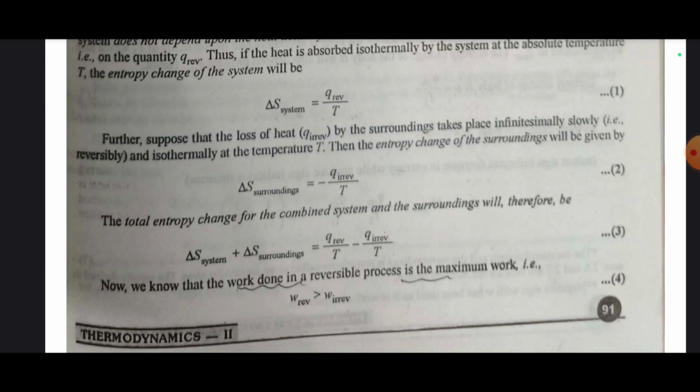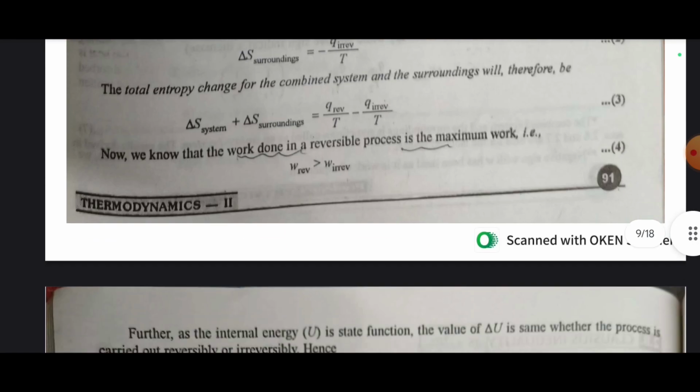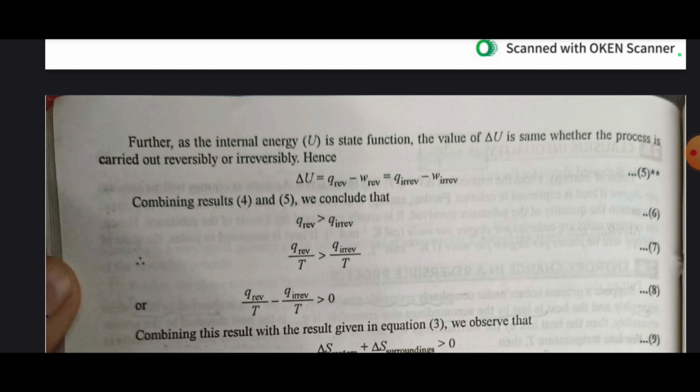Now we know that the work done in a reversible process is maximum work, that is W reversible is greater than W irreversible, which is equation 4. Further, as the internal energy is a state function, the value of delta U is the same whether the process is carried out reversibly or irreversibly.